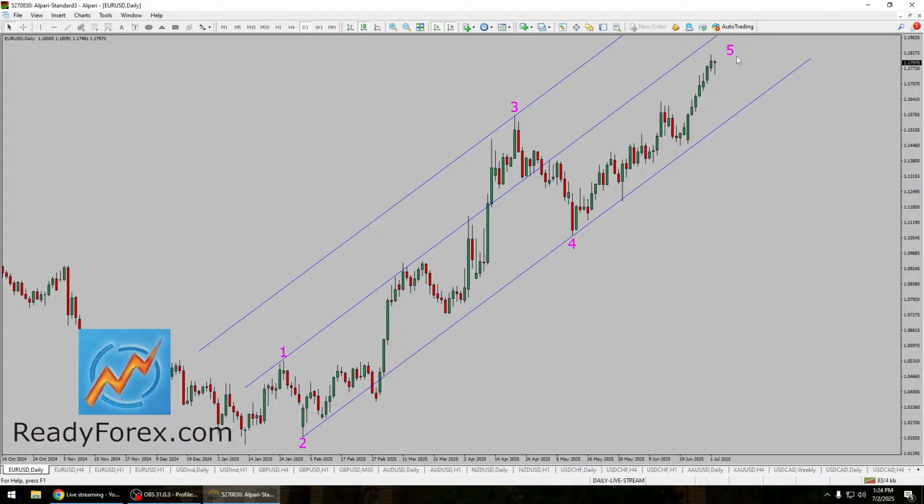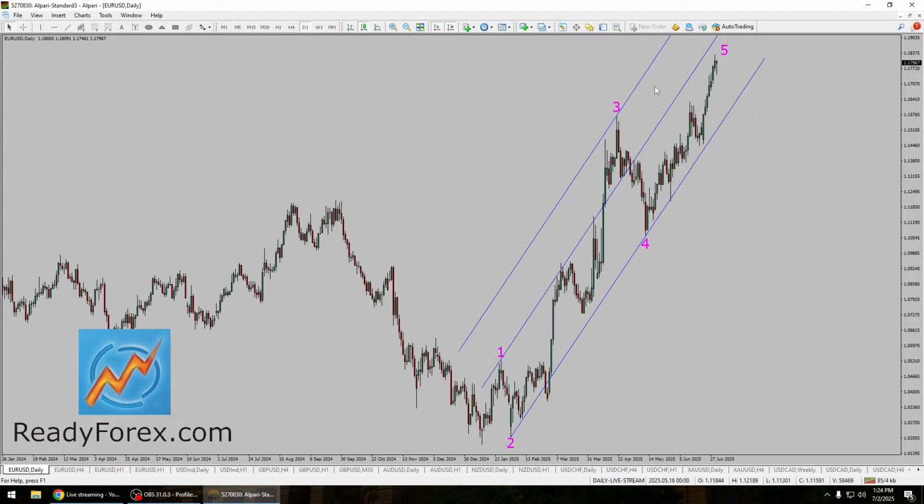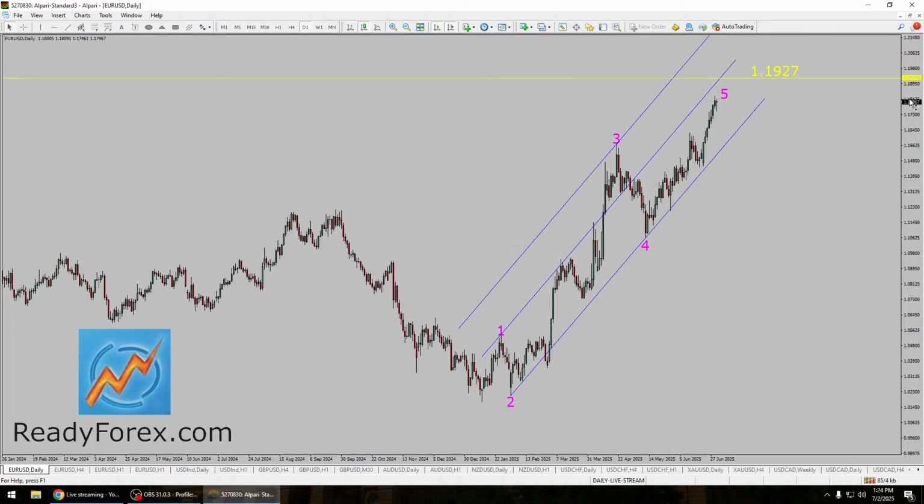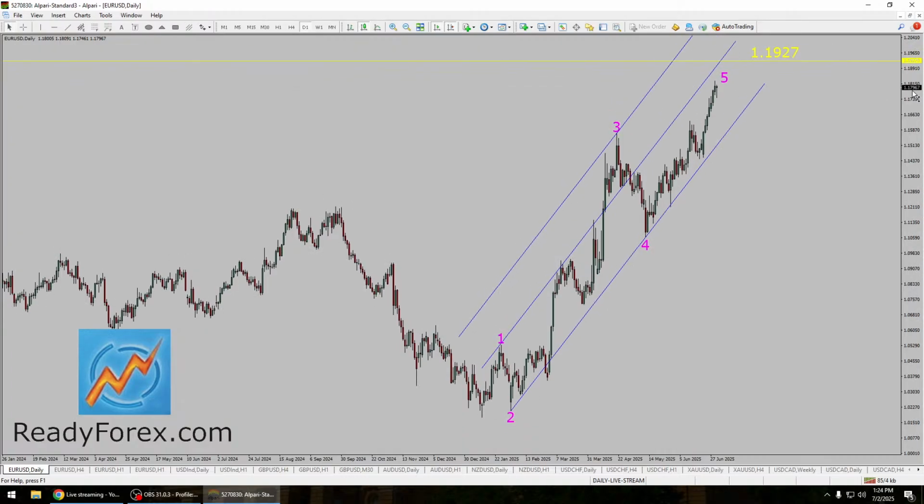Now I have done some calculations. I use my own Elliot Wave calculator as well to do the calculation here. So let me zoom out a little bit, and over here this is the level 1.1927. That's the level right over here.